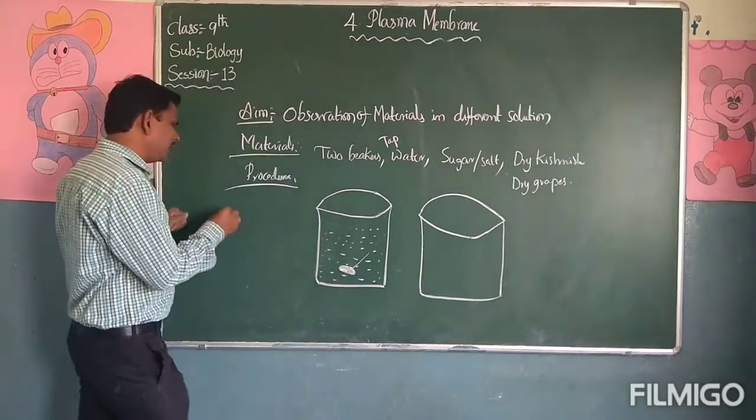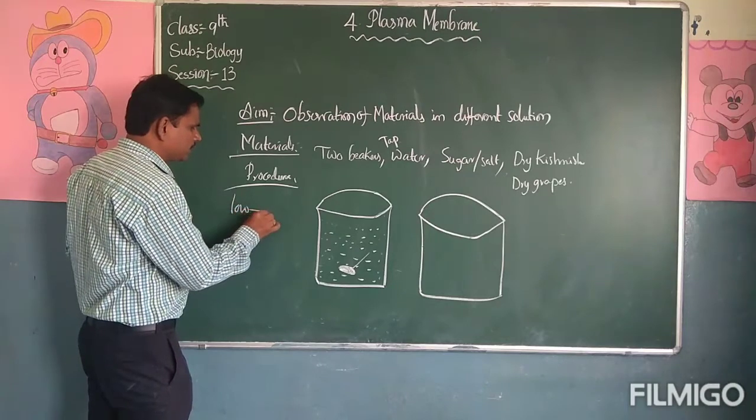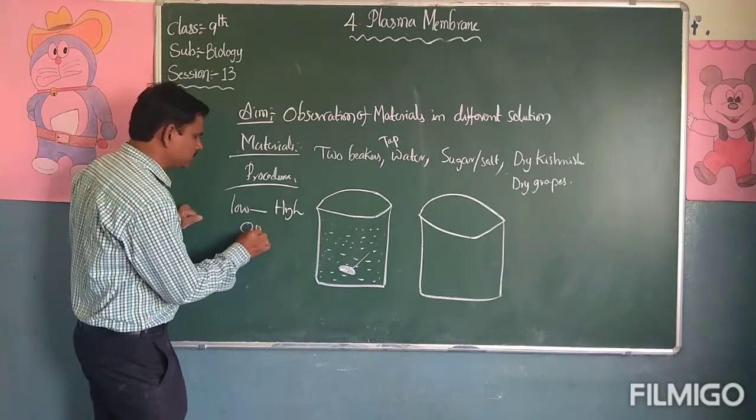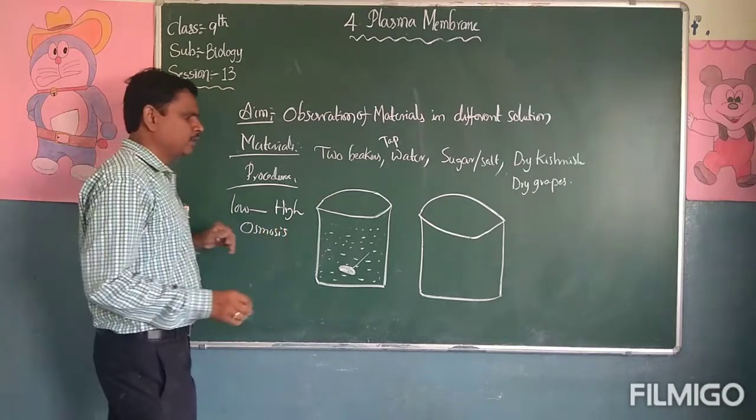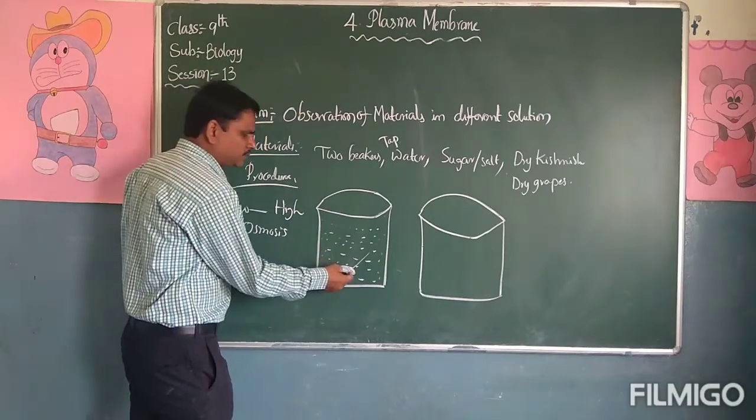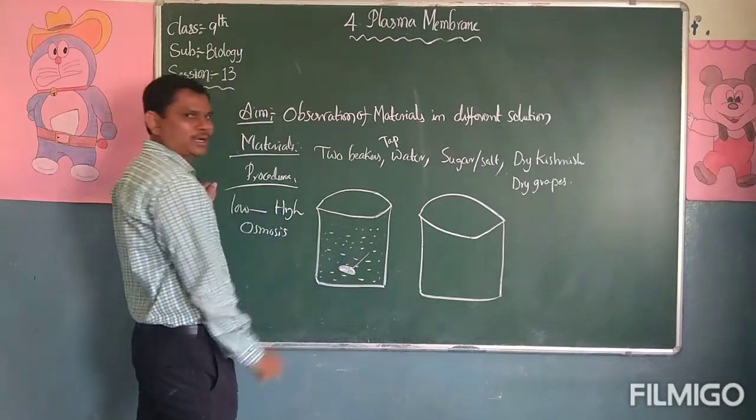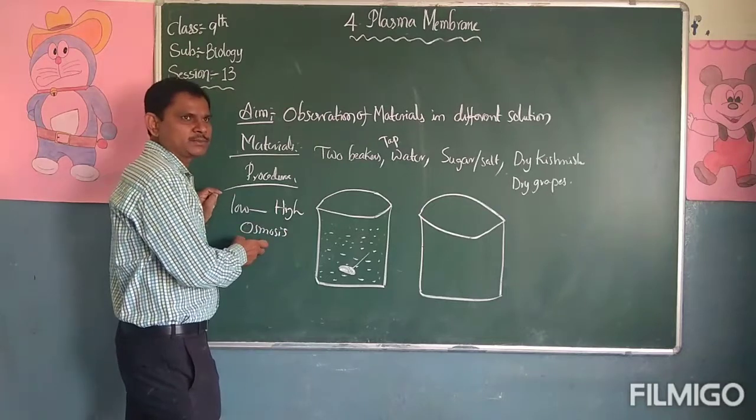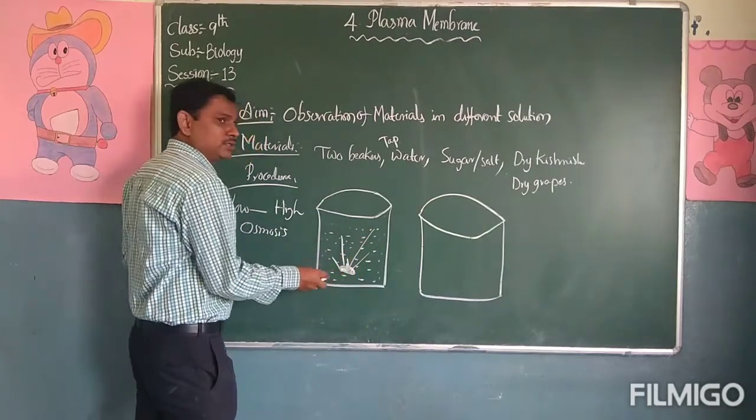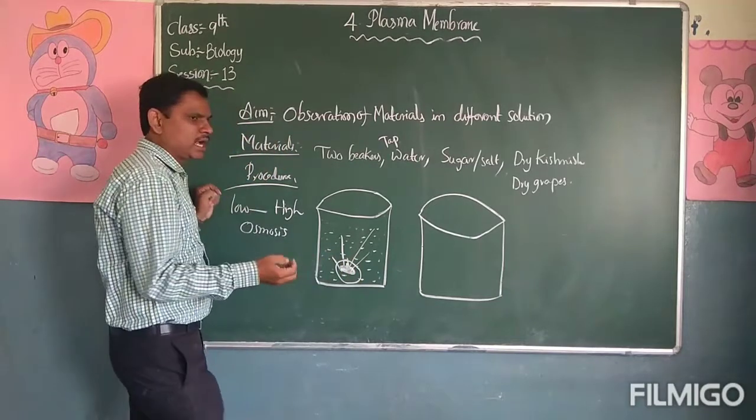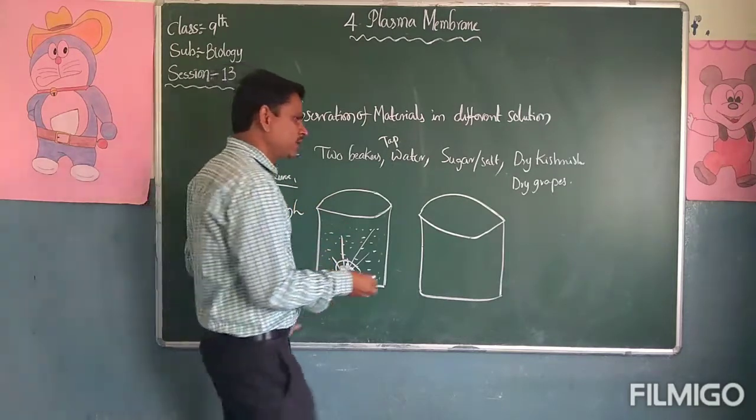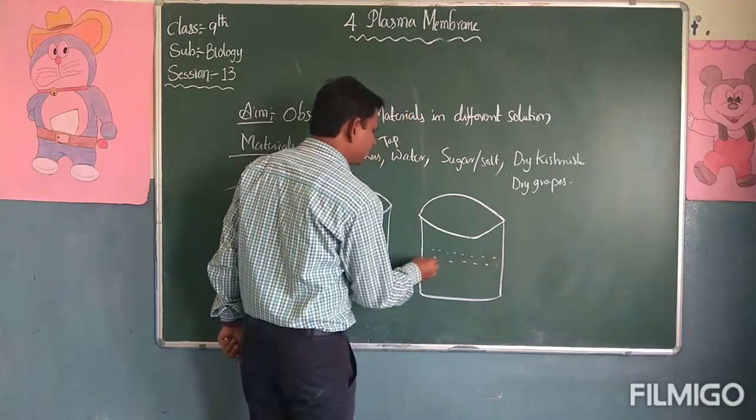The water always moves from low concentration to high concentration. This process is called osmosis. When we compare the tap water and the dry kismis, the dry kismis is more concentrated than the tap water. That's why, by the process of osmosis, the water molecules move from low concentration into the kismis. Due to this, the size of the kismis starts increasing, giving swollen kismis.